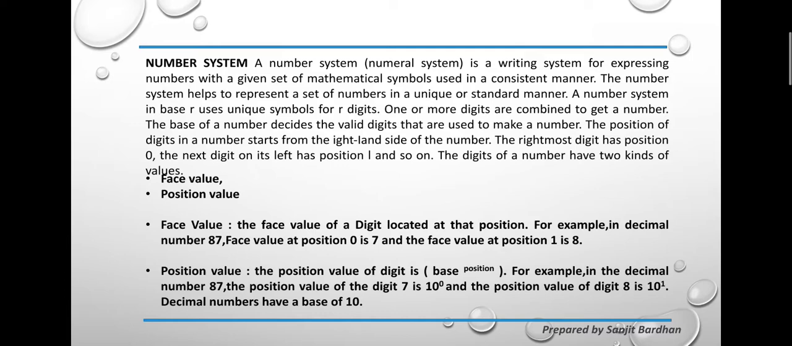Okay, 0 and 1, we all know that a computer can understand only 0 and 1. The face value at position 0 is 7, then the face value at position 1 is 8.